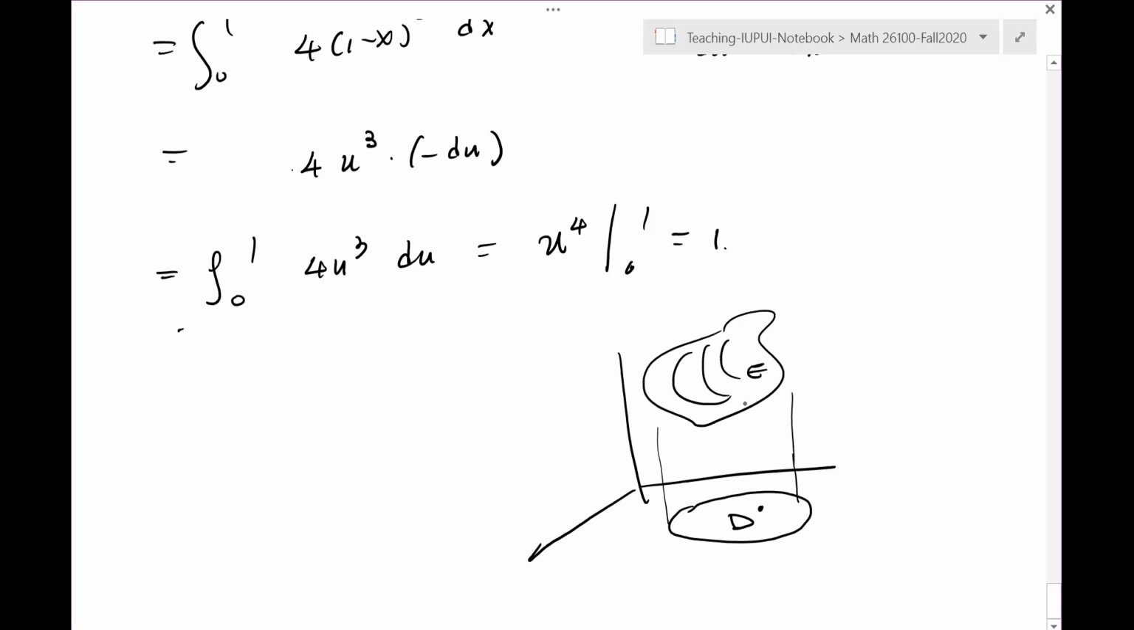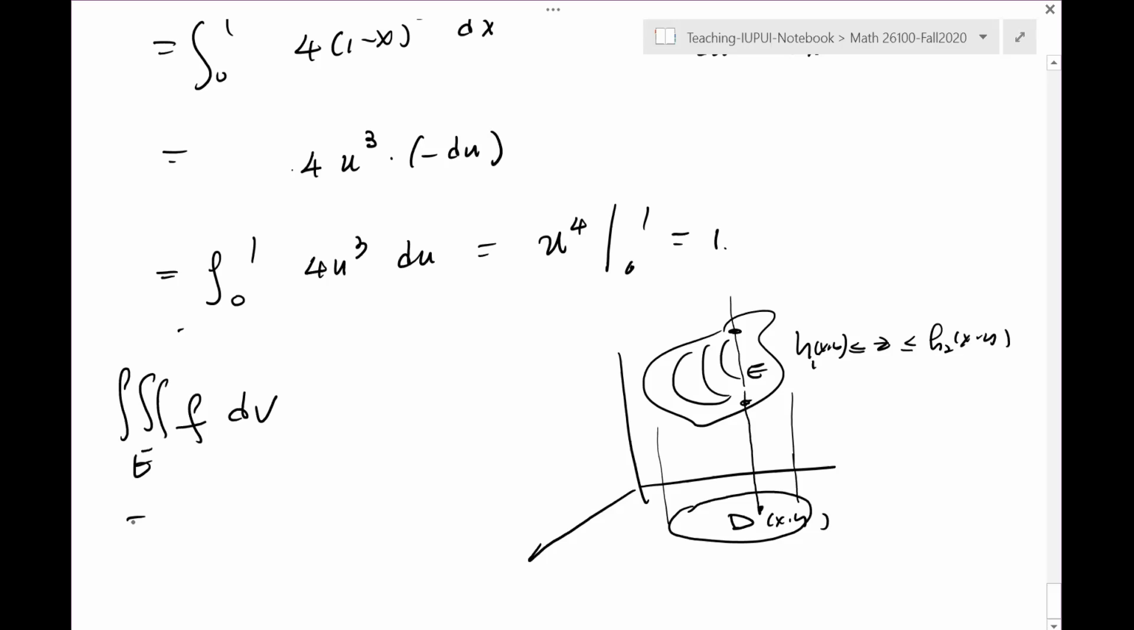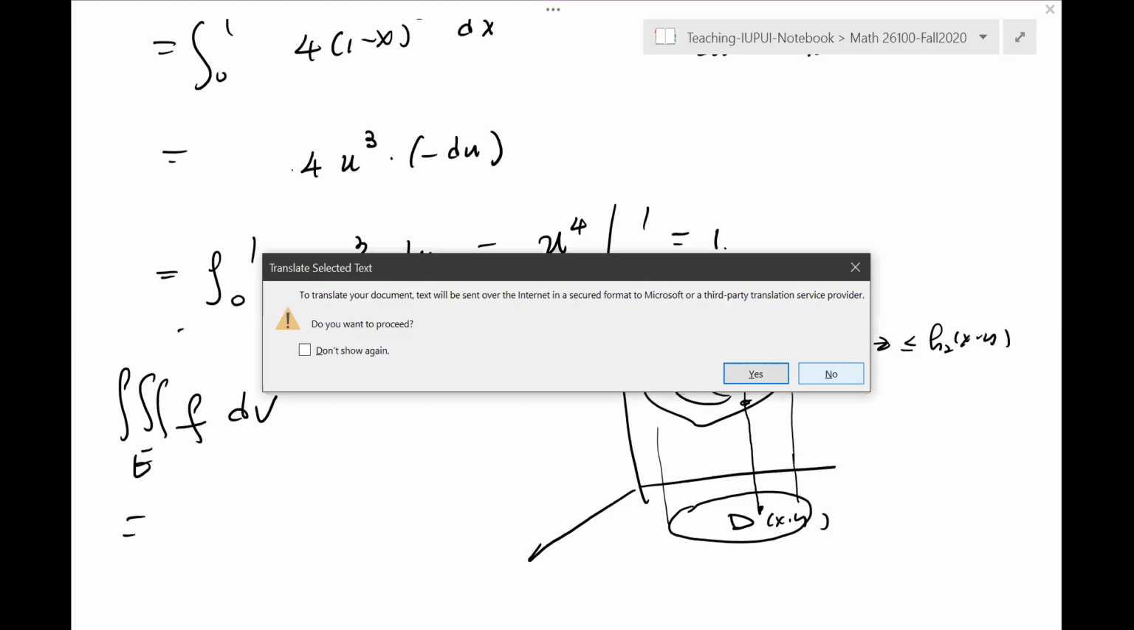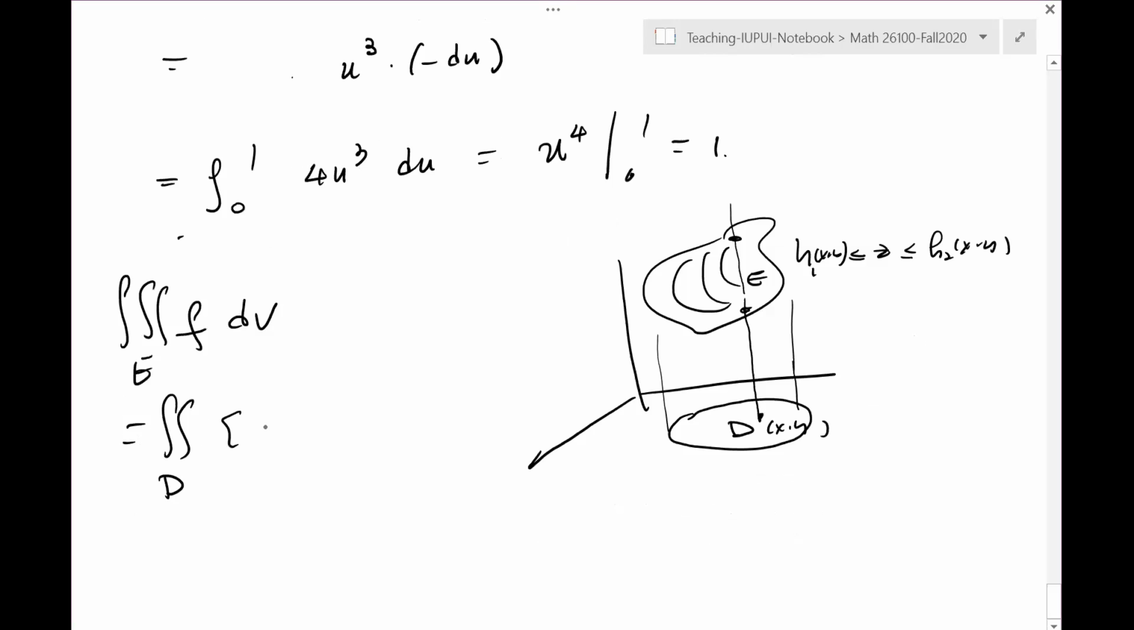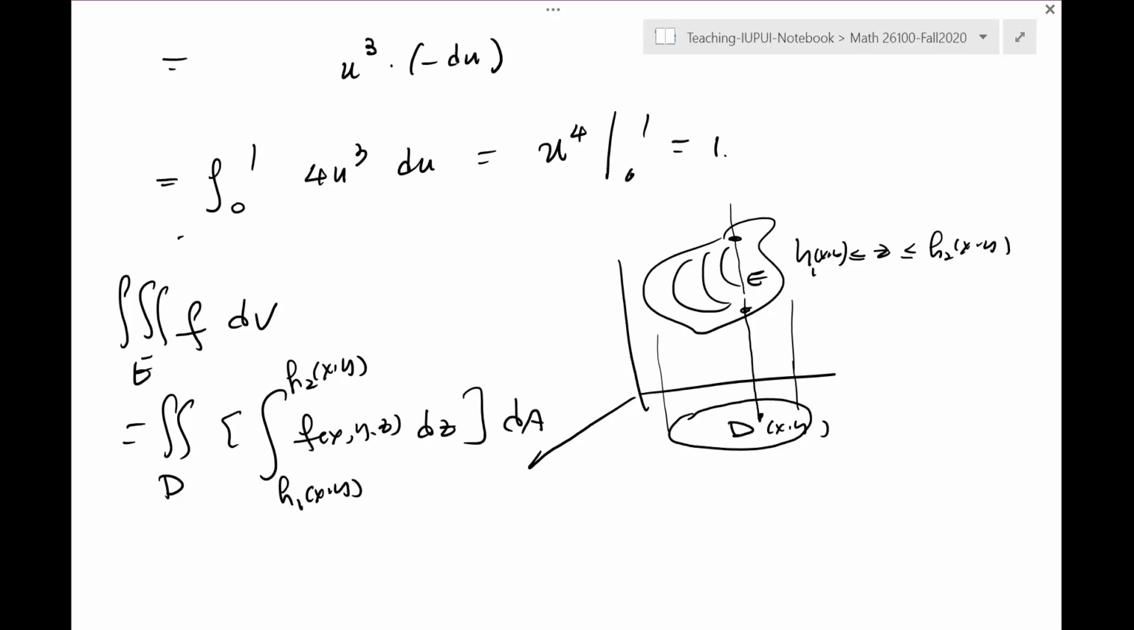Then for any point, you draw the vertical line passing through the solid, and then you have an upper bound and a lower bound for z, over x and y. z can be between h1(x, y) and h2(x, y). Then the triple integral of f dV can be evaluated using the double integral first, the integral of f(x, y, z) dz between those bounds, and then dA over the domain D. So step by step. This is the idea.